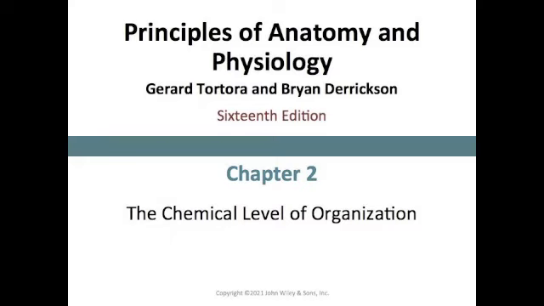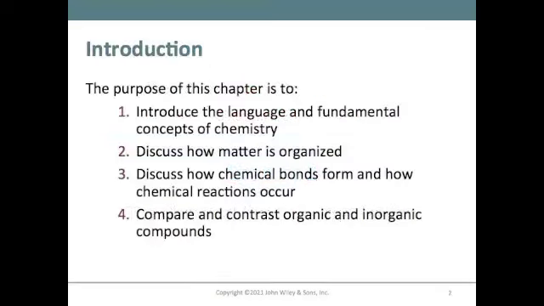Tonight's lecture is over Chapter 2, The Chemical Level of Organization, and it begins on page 29 in your textbook. Maintaining the proper assortment and quantity of thousands of different chemicals in your body and monitoring the interactions of these chemicals with one another are two important aspects of homeostasis.